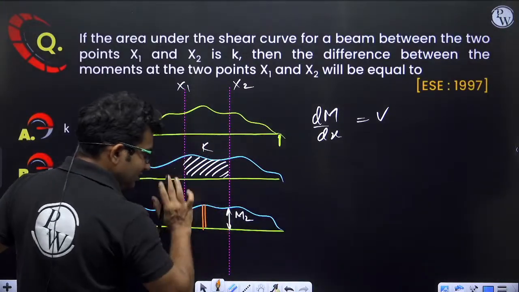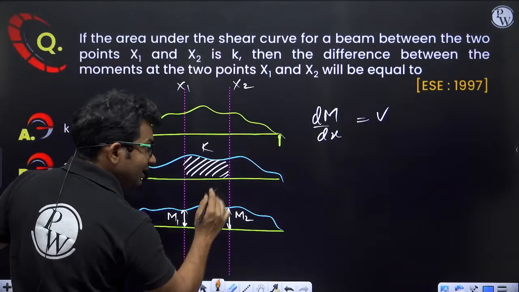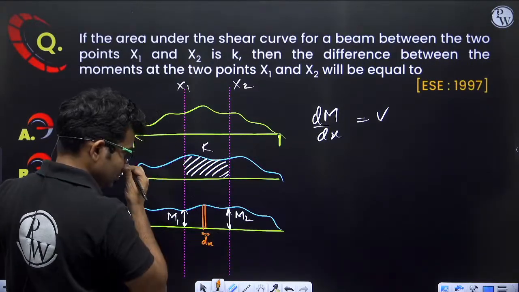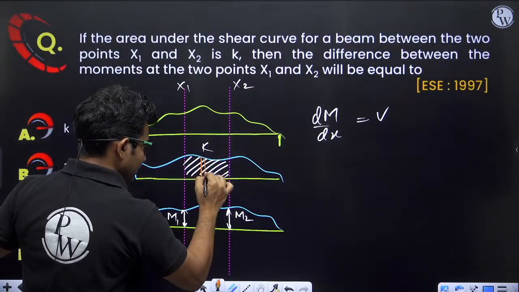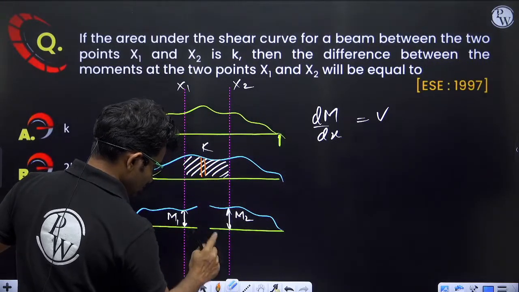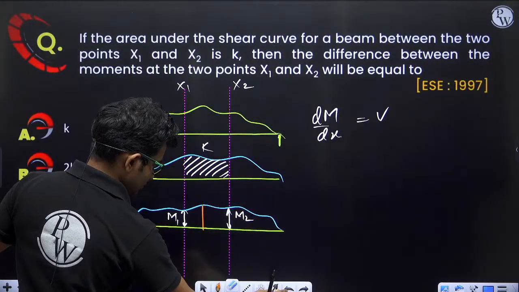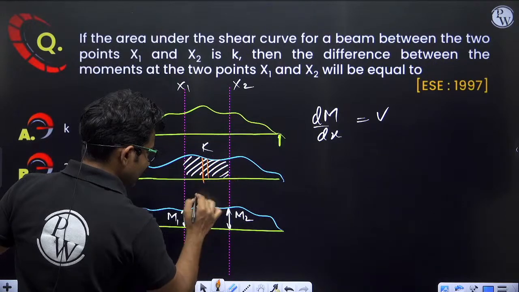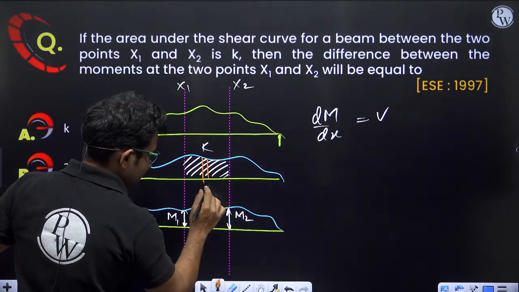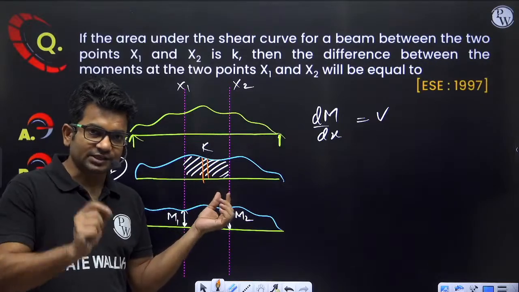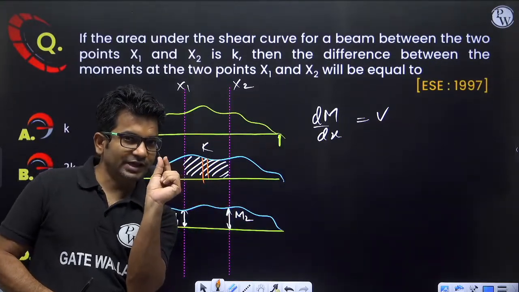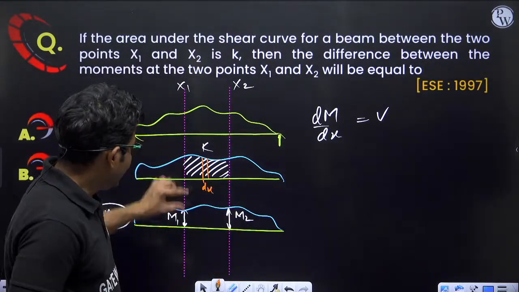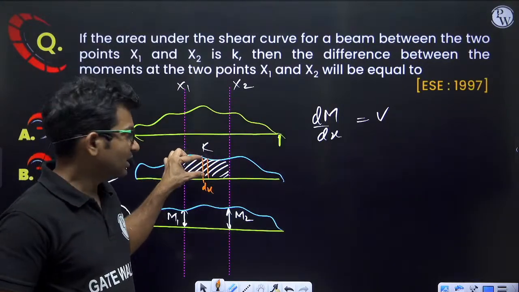Let us take any general section, any point. At this point, let us say this width is dx. Let us choose a section and a very small elemental width, we are taking dx. Dx is the very small elemental width, and here the value of shear force is V.